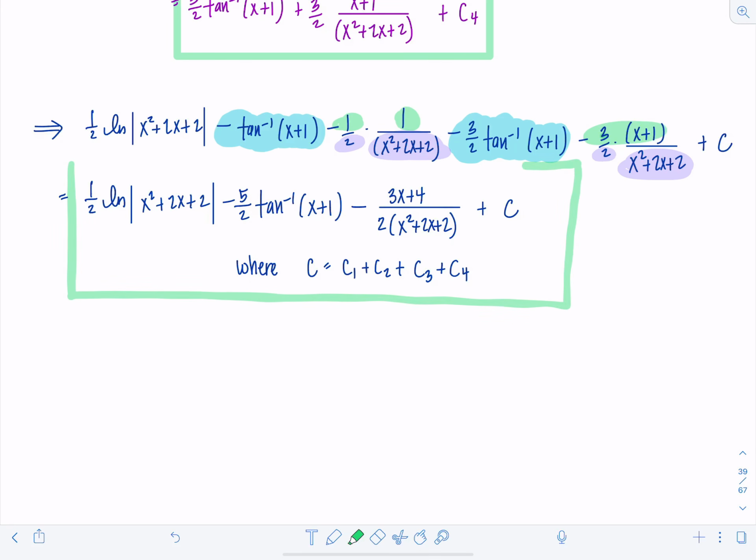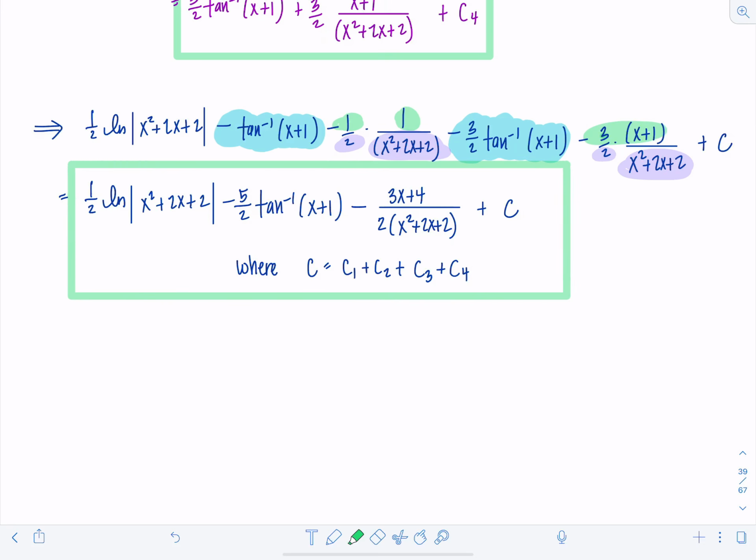Wow, wow, wow. This was a beast of a problem. But you know, when you're in Calculus 2, you can handle it. Just hold yourself to this high standard and say, I am capable.